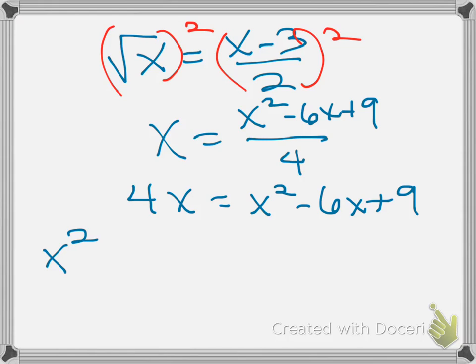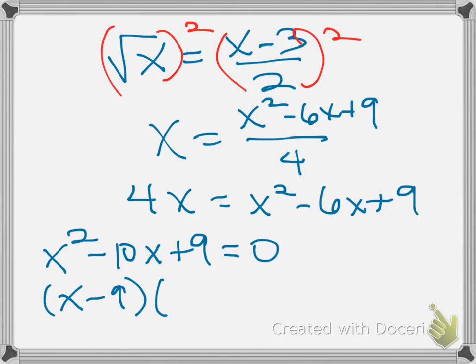So this time it's x squared minus 10x plus 9 equals 0. We want to know if there are factors of 9 that we can combine to get a negative 10. If we want to factor this, oh yes, there are. x minus 9 times x minus 1. So that means that our solutions are 9 and 1.